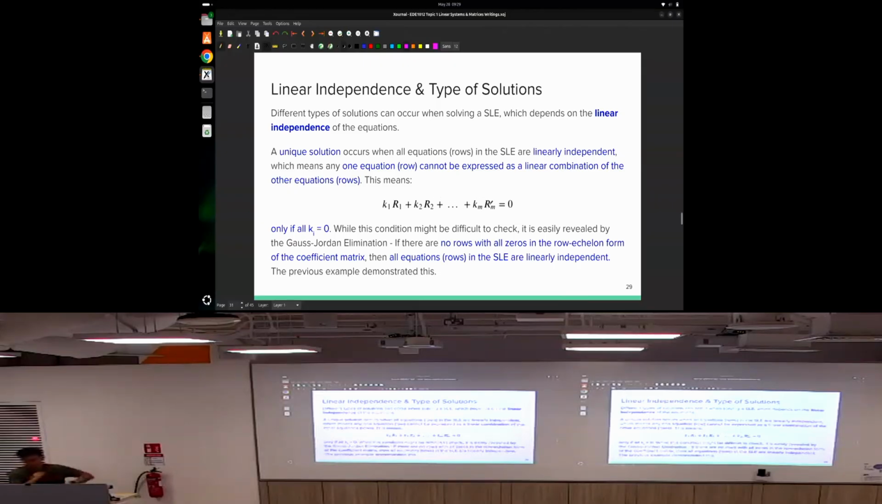So therefore, this condition is an equation that is difficult to check. It's very difficult to check because how are you going to solve for the K1 to Km, especially if you have many rows? It's not possible to check. Therefore, we will make use of the row echelon form. So you can see here, it says if there are no rows with all zeros in the row echelon form of the coefficient matrix, then all equations in the system of linear equations are linearly independent.